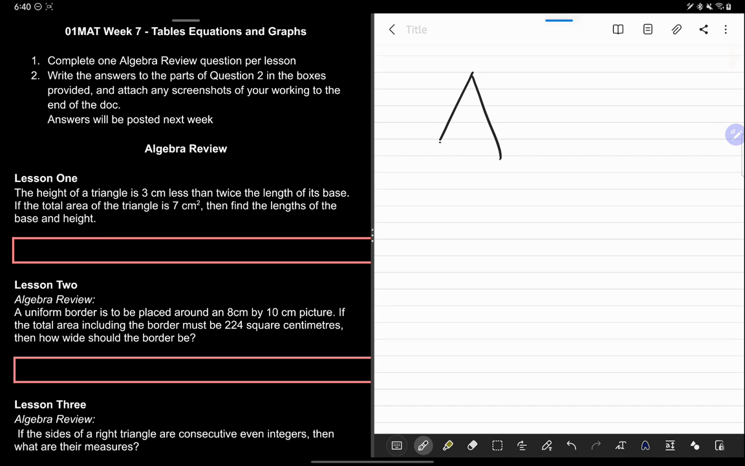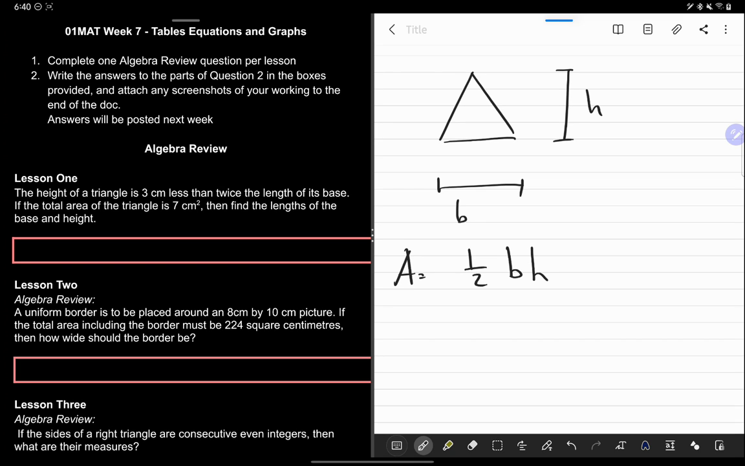Say we have a triangle. I know that's not a great triangle. Let's say there's a triangle. That would be the base, and that would be the height, wouldn't it? The base, and that's the height. And we know that the area of a triangle is half BH, half times base times height. Okay, the base is just the base, but we can rewrite h in terms of base.